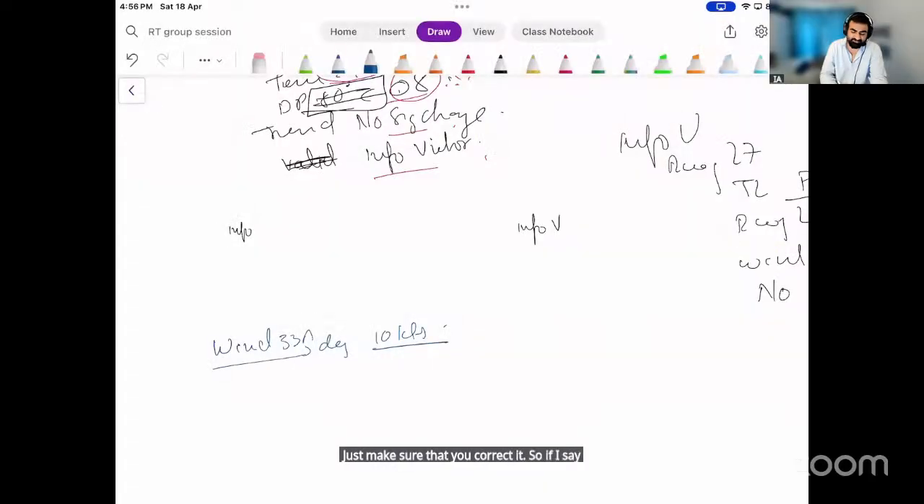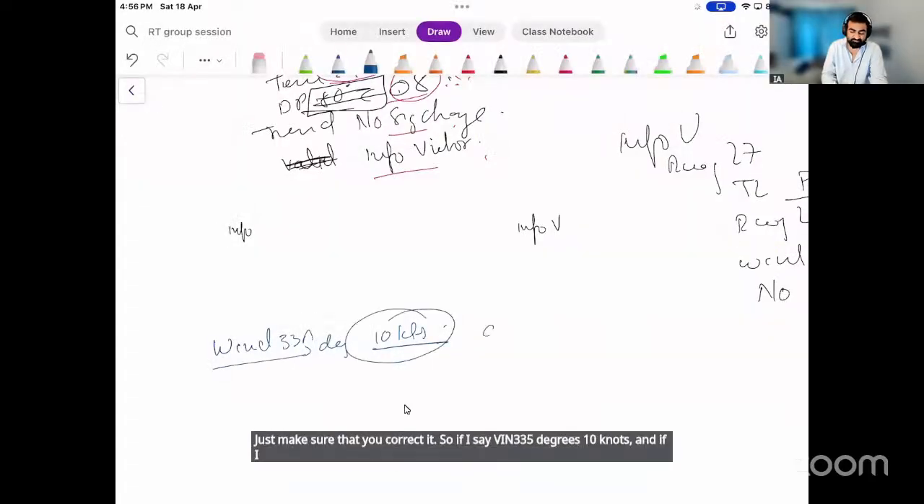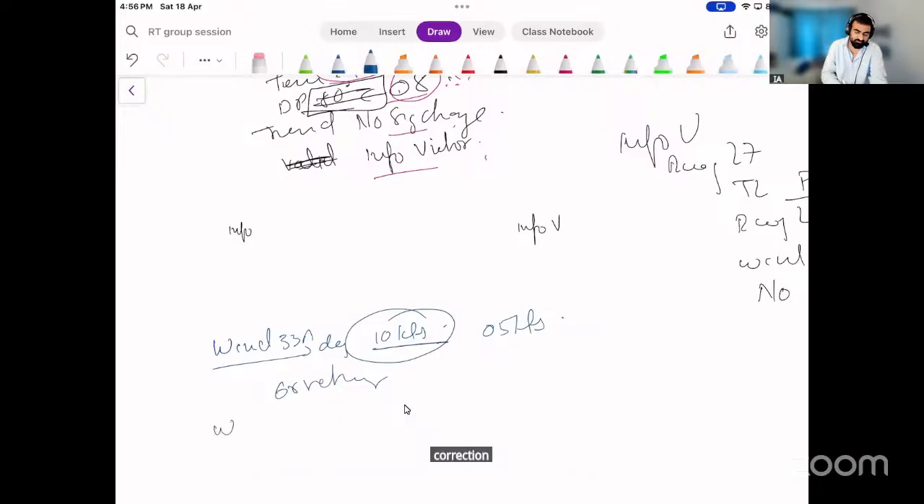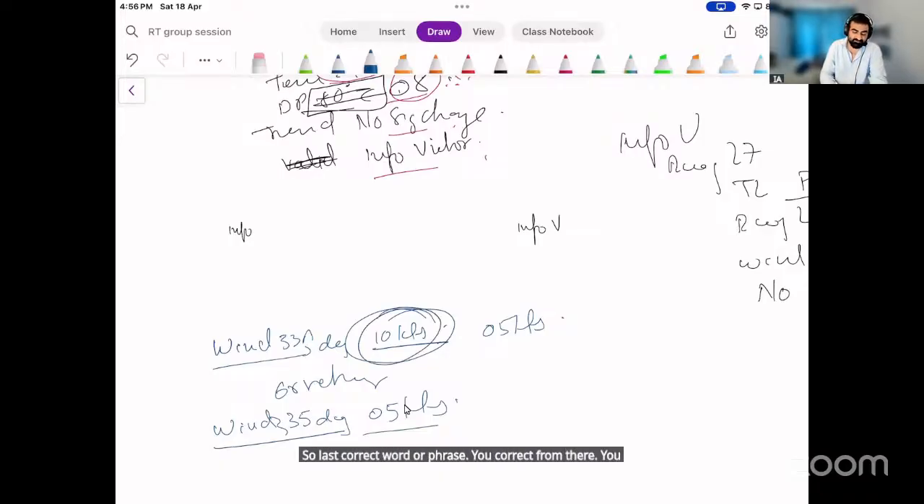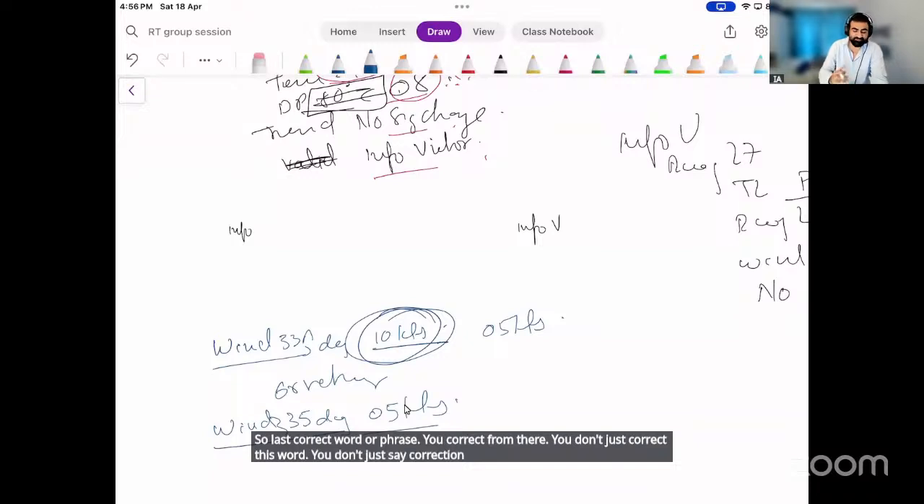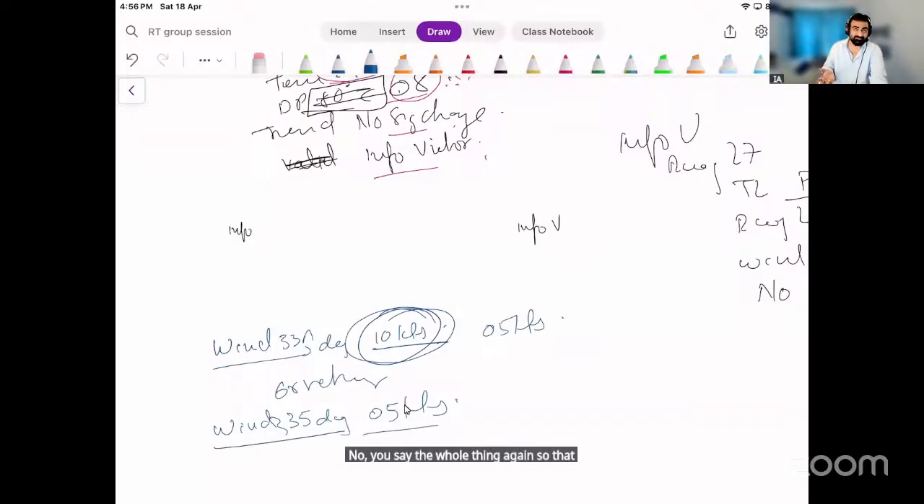Just make sure that you correct it. So if I say wind 335 degrees, 10 knots, and I had to change it to 05 knots, what do I do? Wind 335 degrees, 10 knots, correction, wind 335 degrees, 05 knots. So the last correct word or phrase, you correct from there. You don't just say wind 335 degrees, 10 knots, correction, 05 knots. No, you say the whole thing again so that it makes sense.